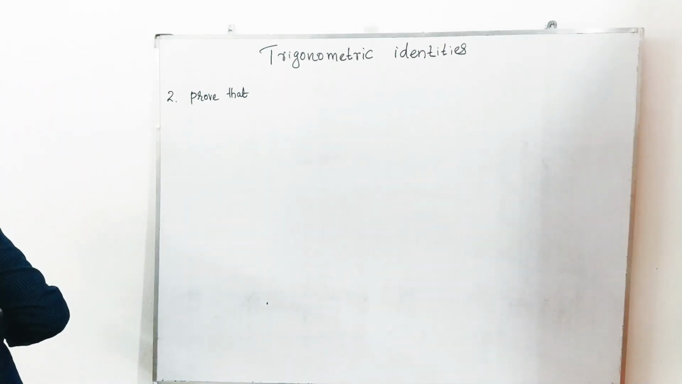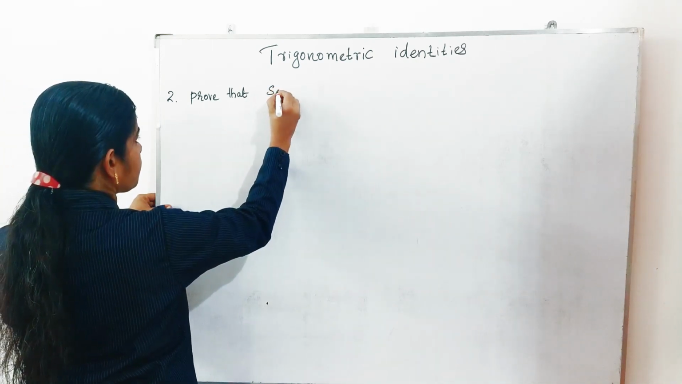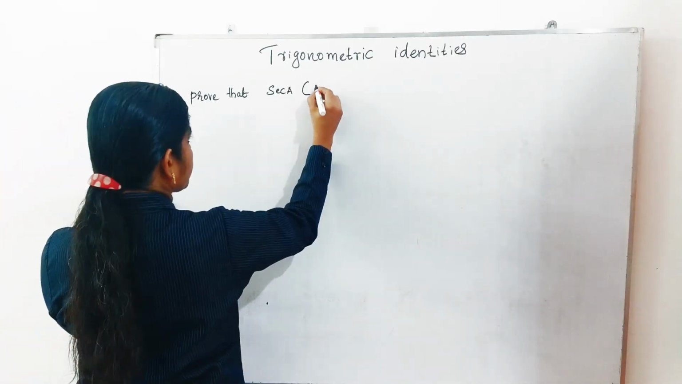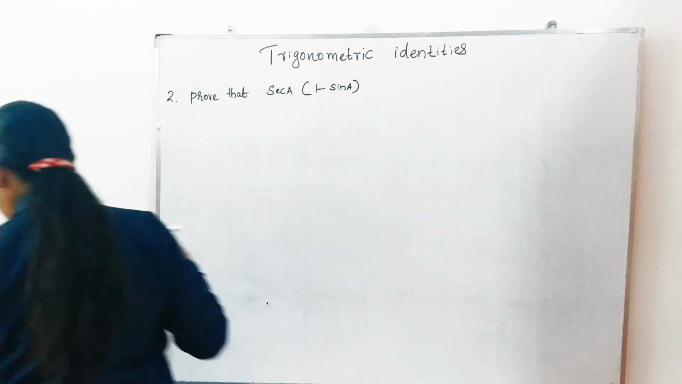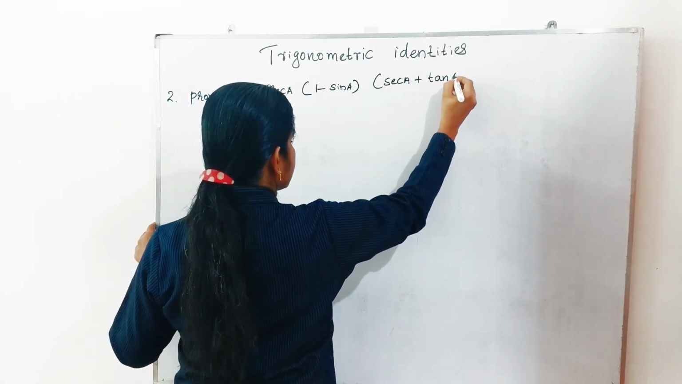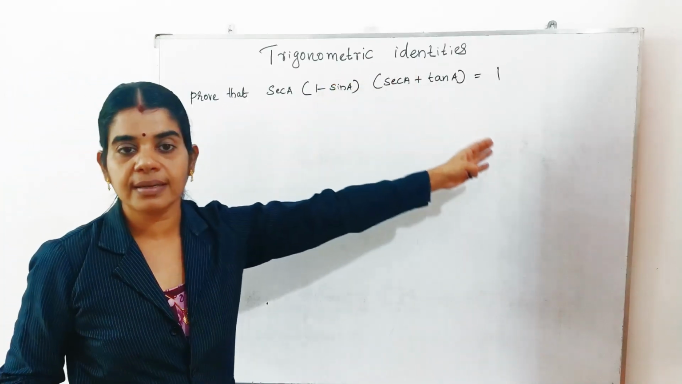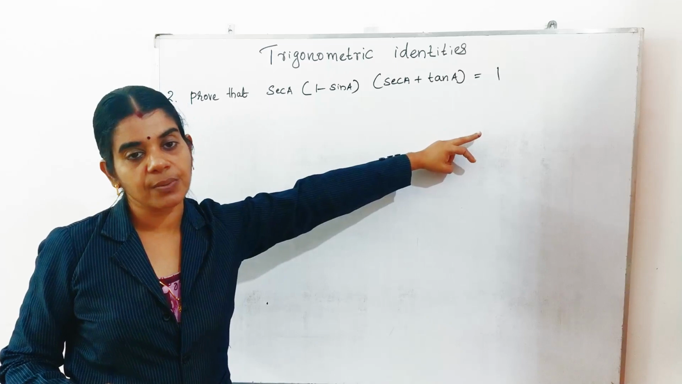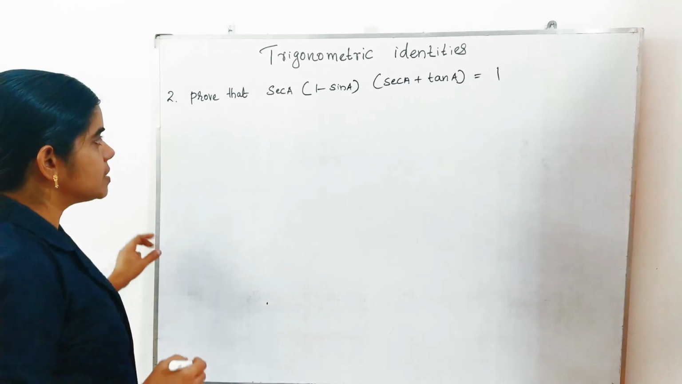Prove that sec A into 1 minus sin A, into sec A plus tan A is equal to 1. This is our question. Here the left hand side is equal to the right hand side. First we start with the left hand side and show that it is equal to 1. After simplifying you are getting 1. That is prove that.